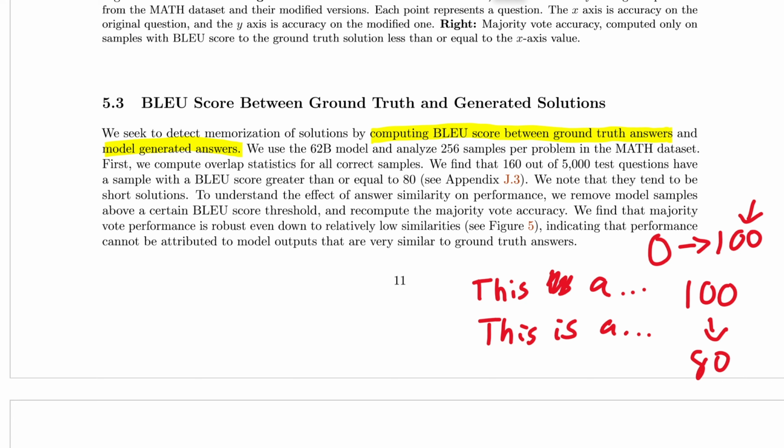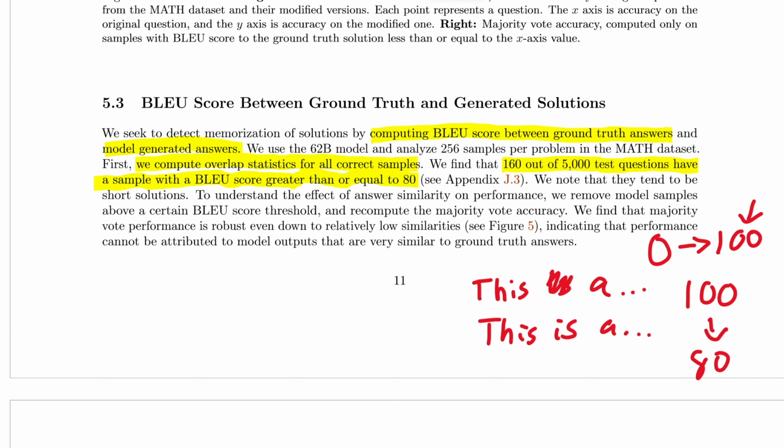So they're essentially comparing the similarity of the answer, at least in terms of the actual words used, the ground truth answer to the generated answer. And then what they do, and this is kind of interesting, they compute the overlap statistics for all correct samples and find that 160 out of 5,000 test questions have a sample with a BLEU score of greater than or equal to 80. So this means that 160 out of the 5,000 answers are almost the exact same as the ground truth answers.